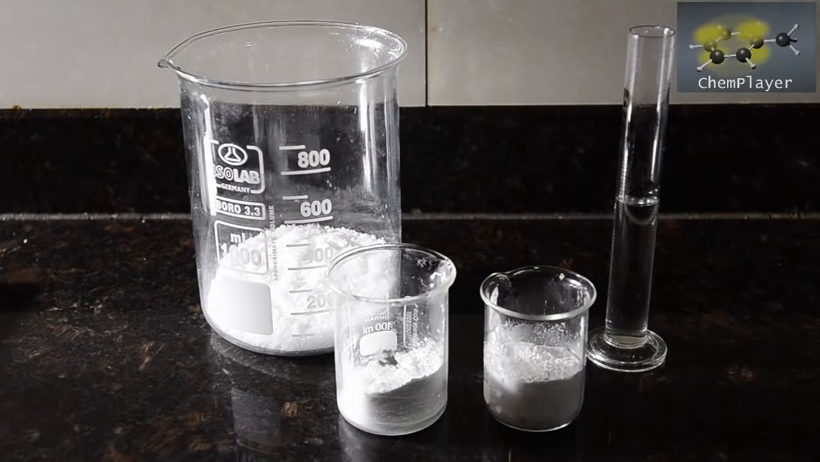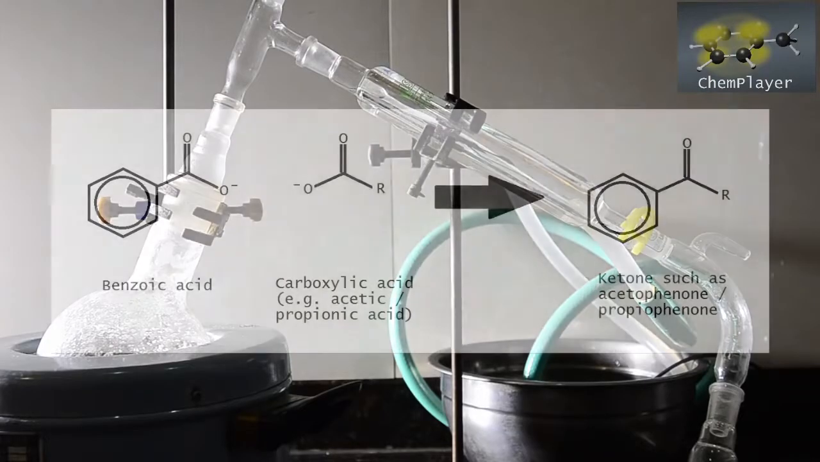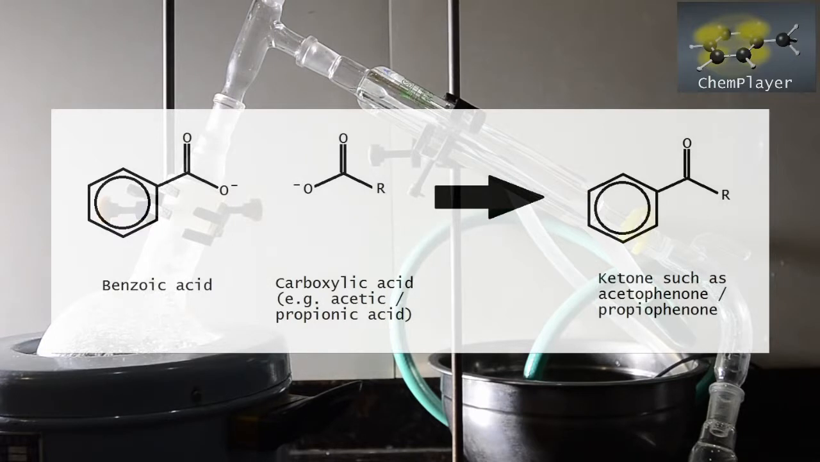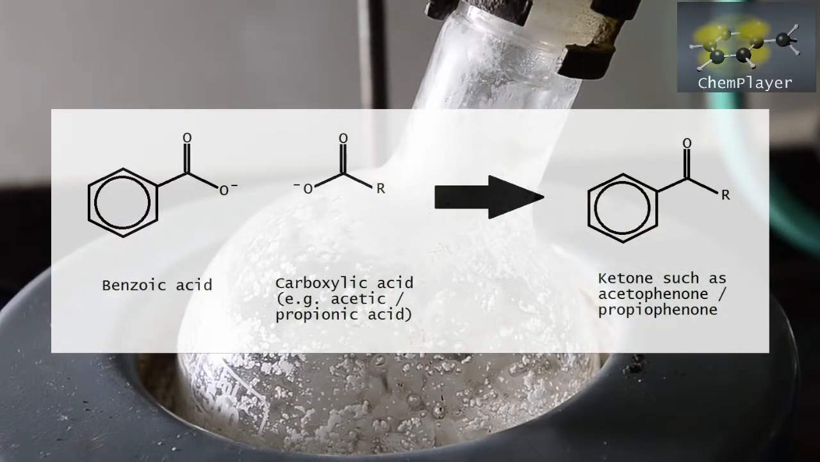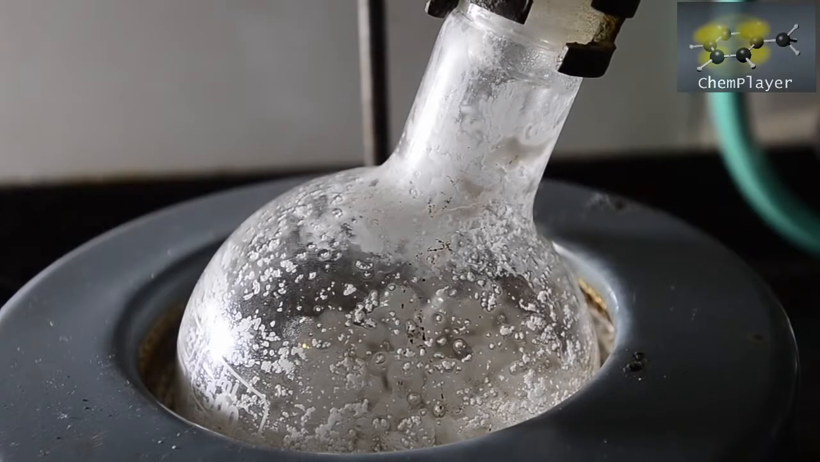We've done this reaction once before to produce propiophenone, but we're going to perform it again and experiment a little bit. When heated together strongly, calcium salts of different carboxylic acids can react, giving off carbon dioxide and forming the corresponding mixed ketone. If one of the calcium salts used is calcium benzoate, then this potentially gives us the ability to produce some interesting ketones such as propiophenone and acetophenone using the calcium salts of propionic and acetic acid. So let's have a go and try this out.